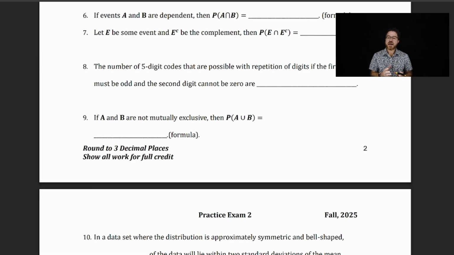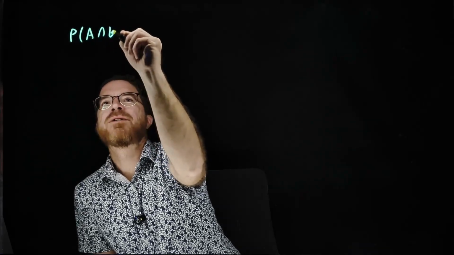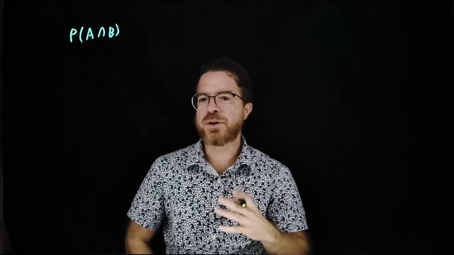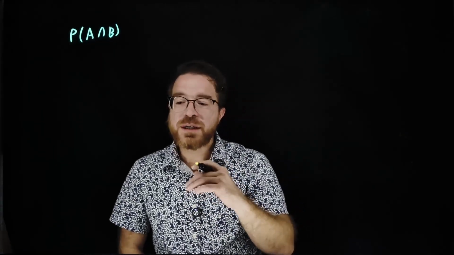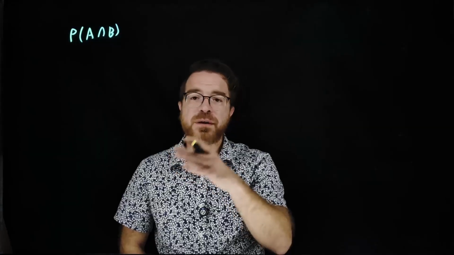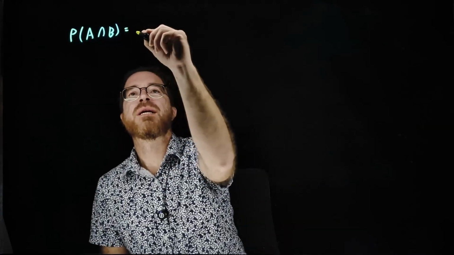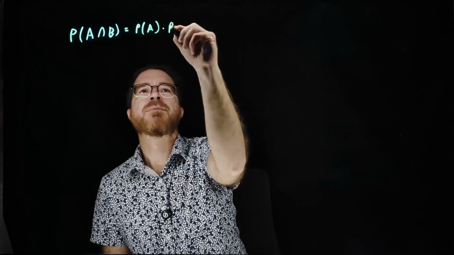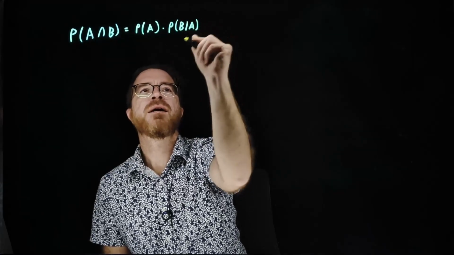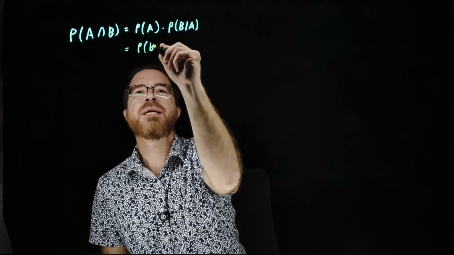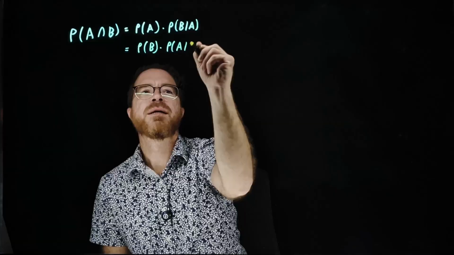Our next question asks, if events A and B are dependent, then the probability of A and B is equal to what? And it's specifically asking for the formula. So if you remember, the probability of A and B, the probability of A intersection B, that's our intersection symbol, which can be thought of as an AND symbol, is going to be the probability of A times B if they are dependent on each other. So this is going to be either the probability of A times the probability of B given A, or it could be the probability of B times the probability of A given B.